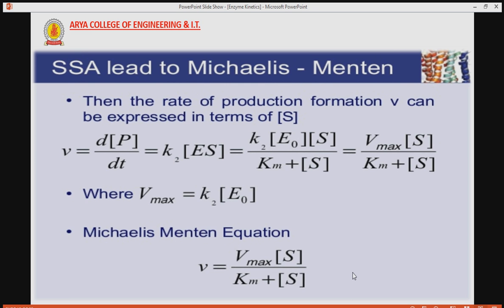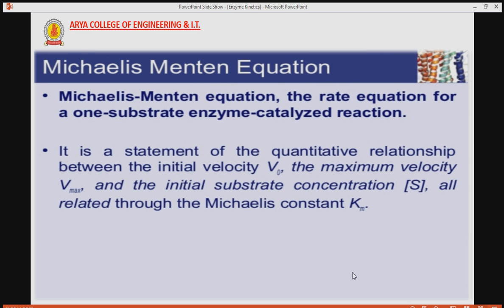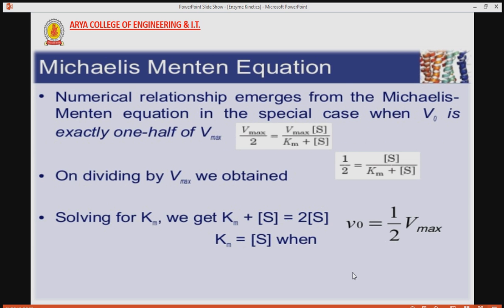So what is V max and what is Km? We have to define this. We can say that Michaelis-Menten equation is a statement of the quantitative relationship between the initial velocity V naught, the maximum velocity V max, and the initial substrate concentration S. One more thing is here, that we can write initial rate, that is V naught, is exactly half of the maximum rate.